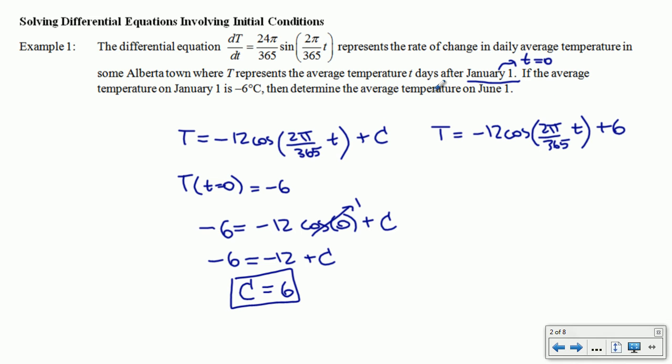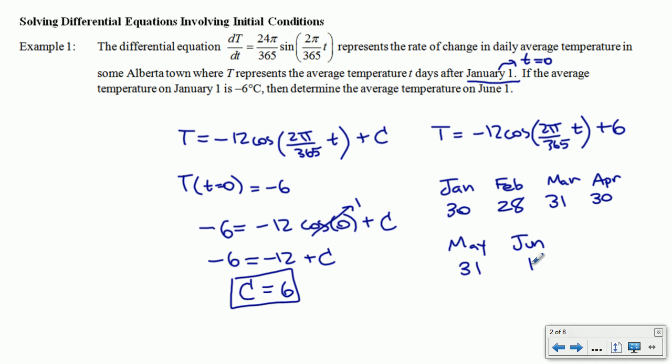So now we're in a position to determine the temperature on June 1st. We just need to figure out how many days it is after January 1st. In January, not including January 1st, because that would be time 0, there's 30 days. In February, there's 28 days, unless it's a leap year, then it'd be 29. For March, there's 31. April, there's 30. May, there's 31. And then June, we have that one day. So if we add up all these days, we get a total of 151 days. So June 1st is 151 days after January 1st.